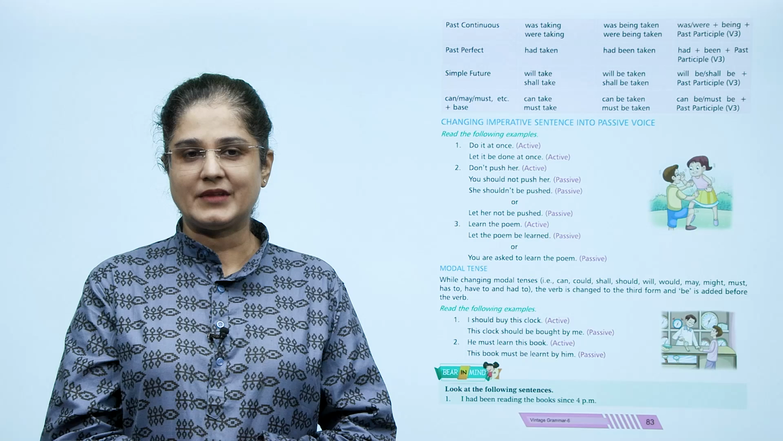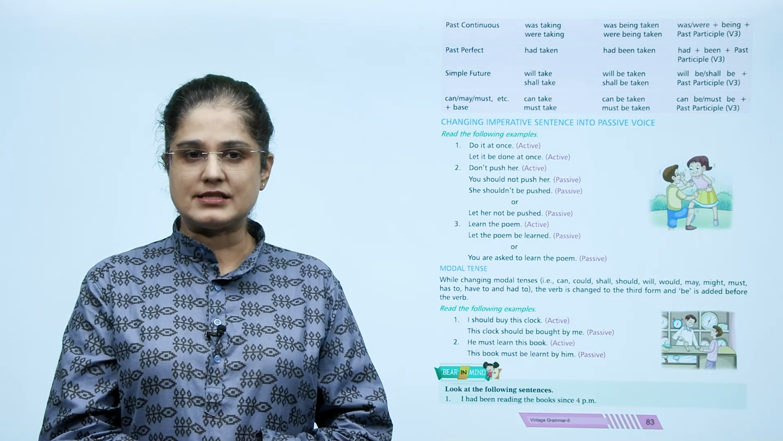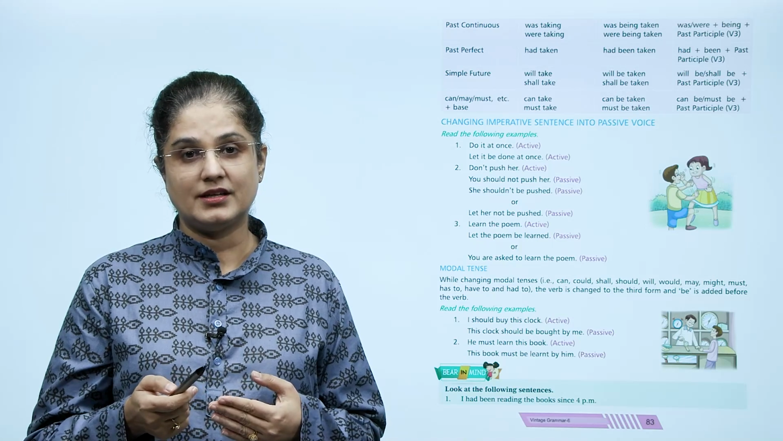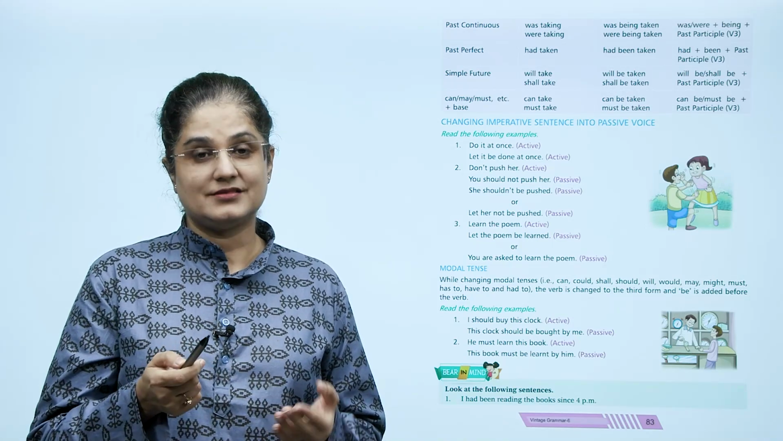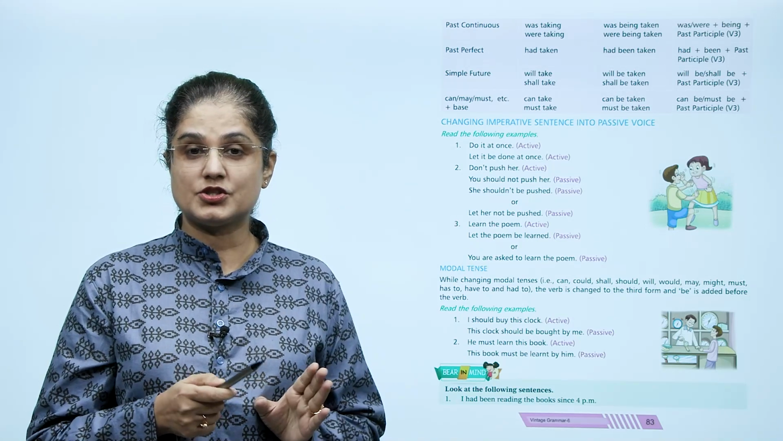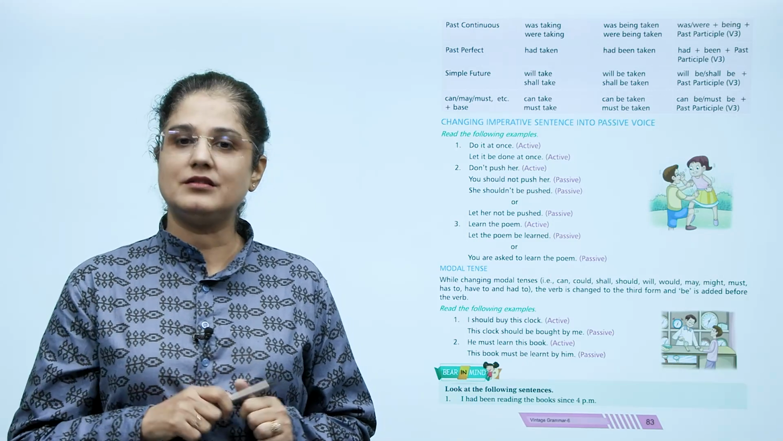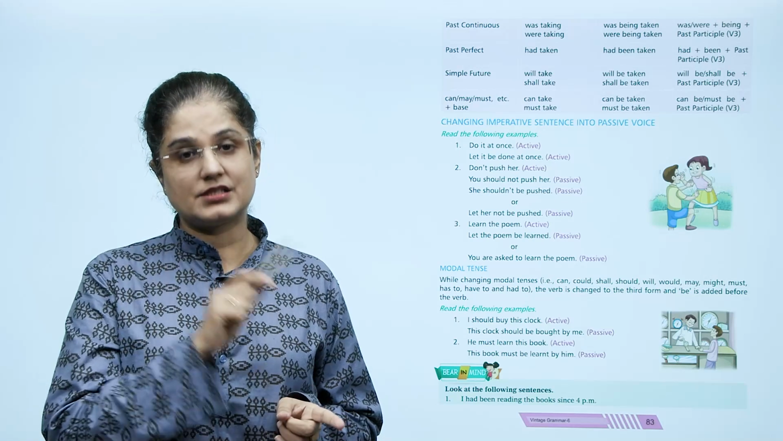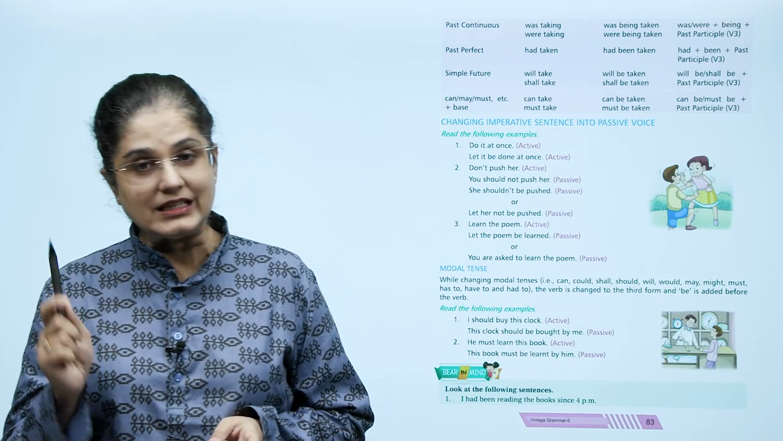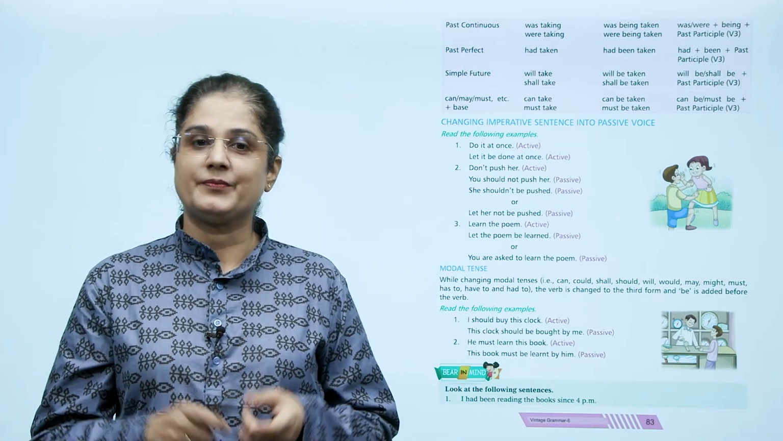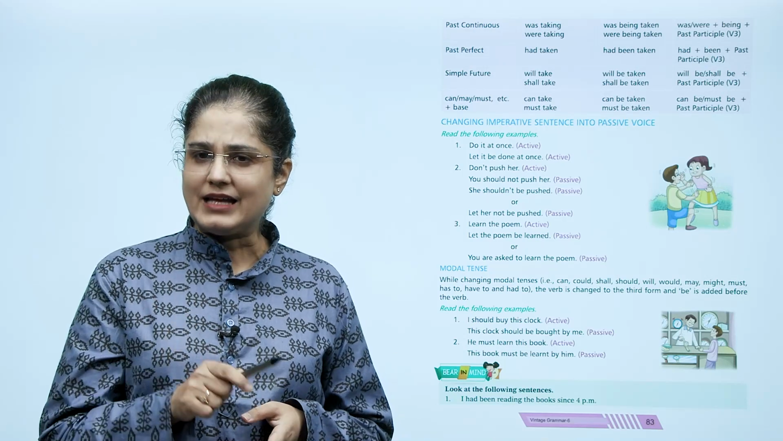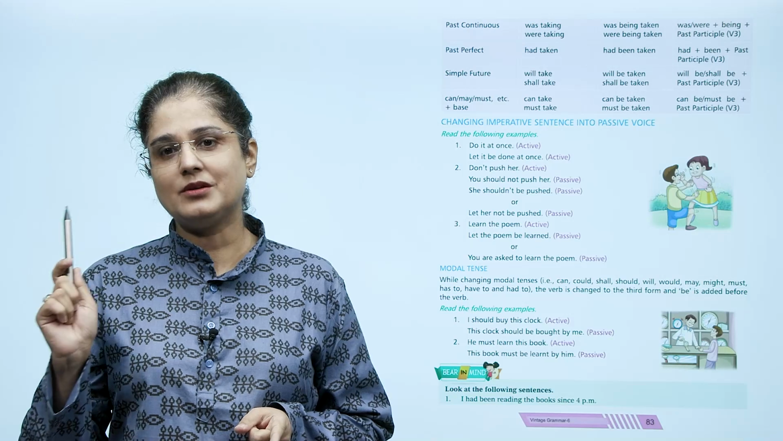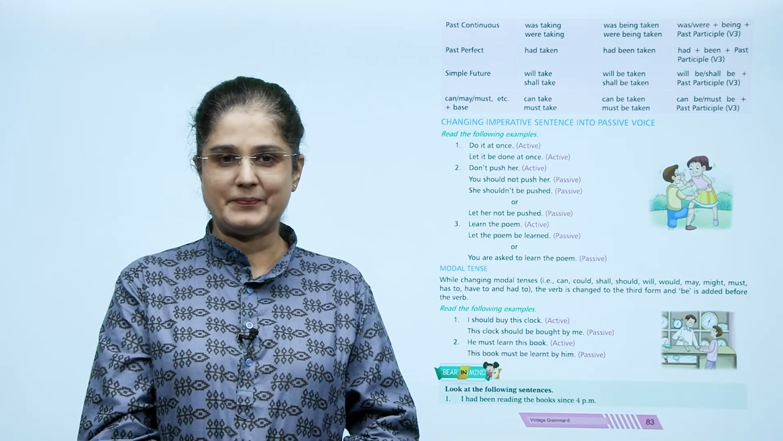Then when we look at certain modals like can, may, must, etc., then can take in the active voice changes to can be taken in the passive voice. Must take in the active voice changes to must be taken in the passive voice, and its formation is can be or must be plus past participle or the third form of the verb.